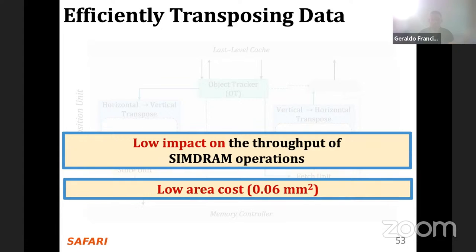So yeah, there are many alternatives. The transposition unit that we propose here is one design. Probably there are other designs that are more efficient than this one. But for this initial version of the SIMD-RAM framework, we saw that this one was good enough for an initial realization of the system. Okay, thank you. Makes sense.